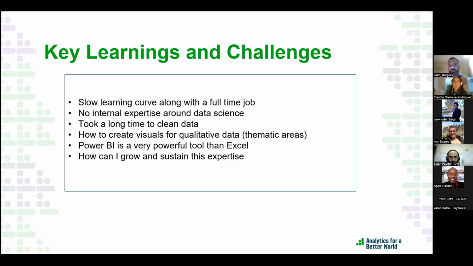Secondly, how can I create visualizations for the qualitative data that I have in the data set, such as thematic areas, and how can I quantify those and show them in the dashboard? That is something that I still need to learn and experiment on. I also felt that Power BI is a very, very powerful tool, especially compared to Excel.